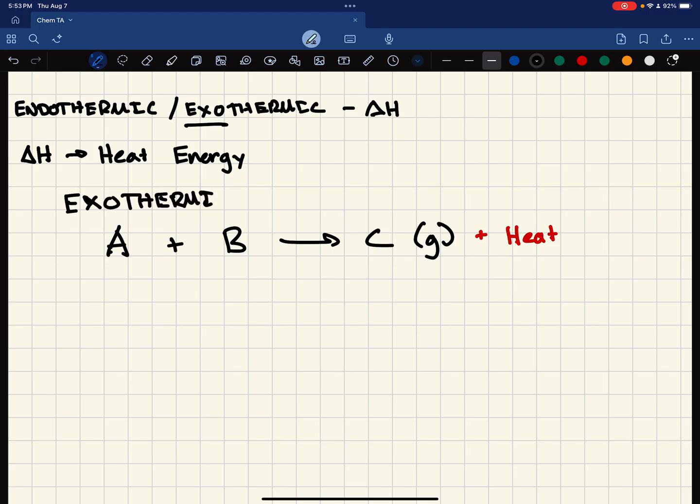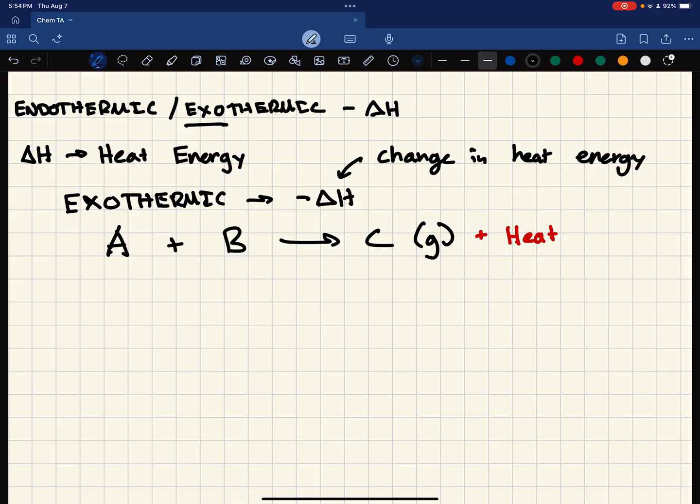Okay, and since it's losing heat energy, our delta H is going to be negative. So we're going to have a negative delta H. A delta H just means, just like with delta T was change in temperature, delta H is change in heat energy. Okay, so there's a negative change in heat energy, meaning we lost heat energy. And in this case, in chemistry, that's a lot more stable.